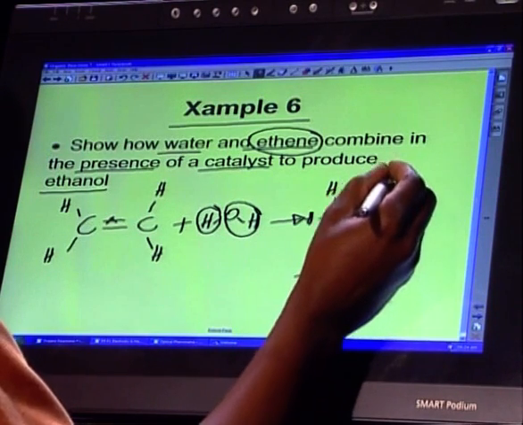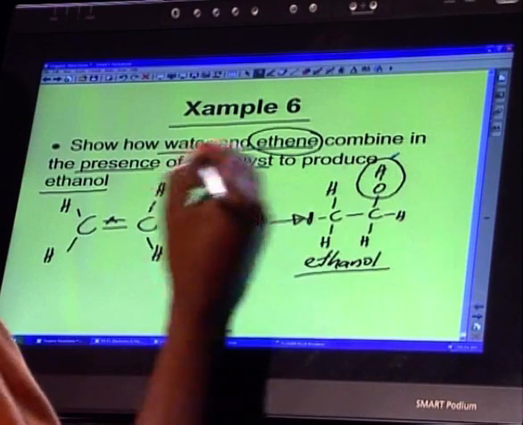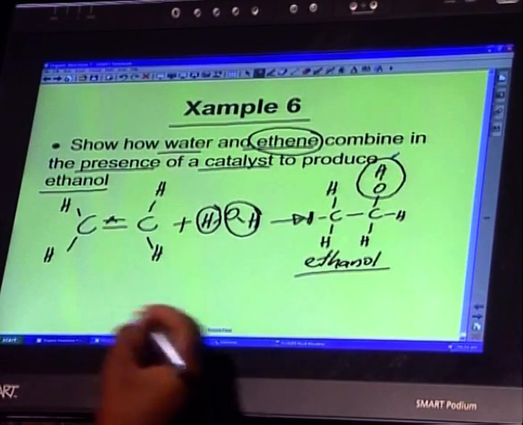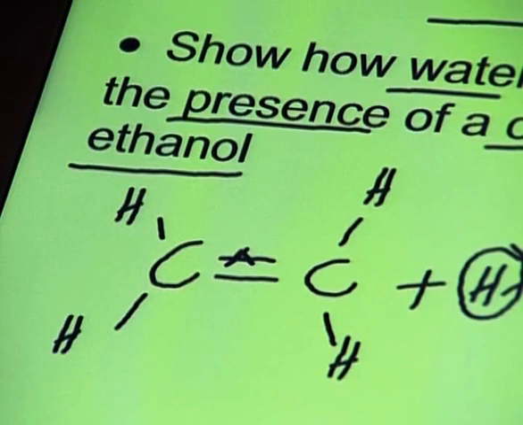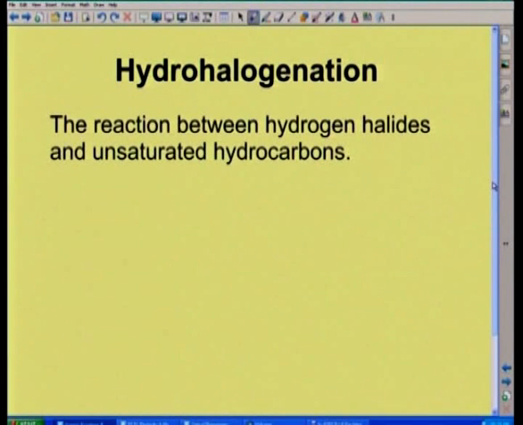Okay? The alcohol, what gives it the alcohol nature? The OH group makes it an alcohol. So that is how your ethanol is being formed. The addition of water to an unsaturated hydrocarbon. Okay? And we call that type of reaction hydration. Right.